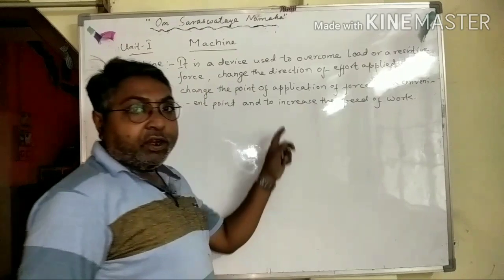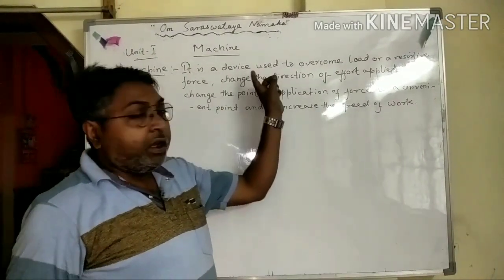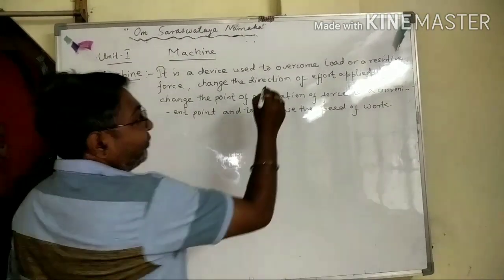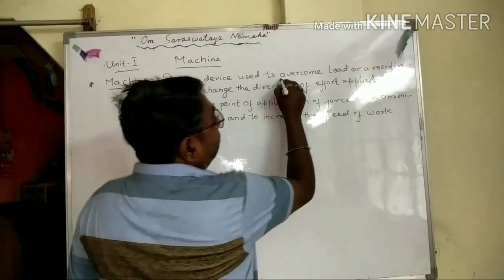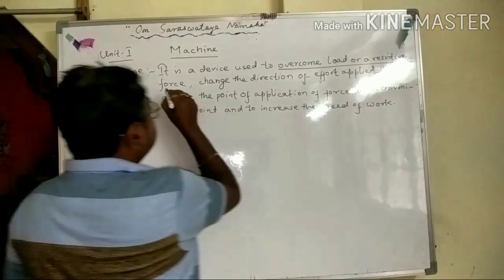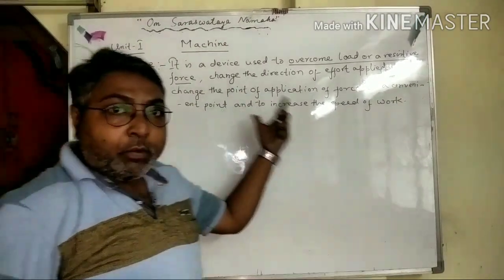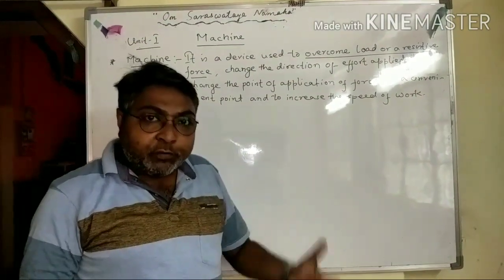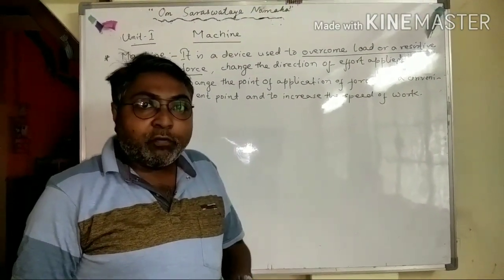So in this definition, you must have noticed some keywords. The keywords include that these devices are used to overcome load or a resistive force. Overcome load or resistive force means this machine will be used to lift a large load with the help of a less force.